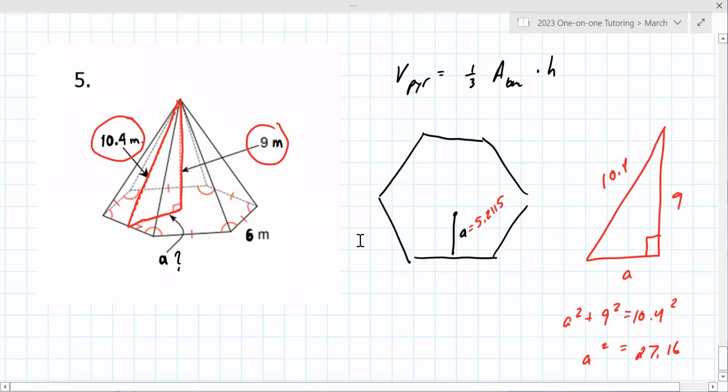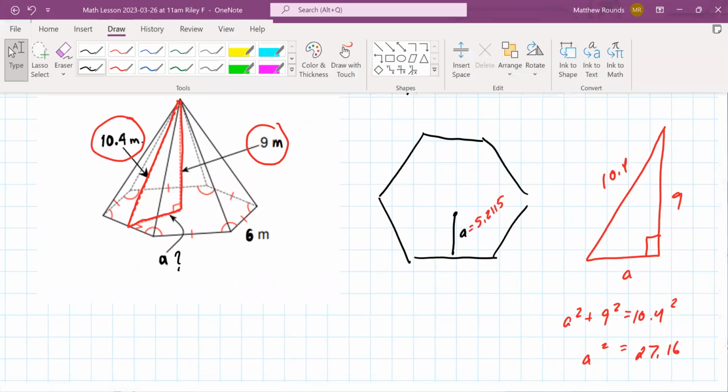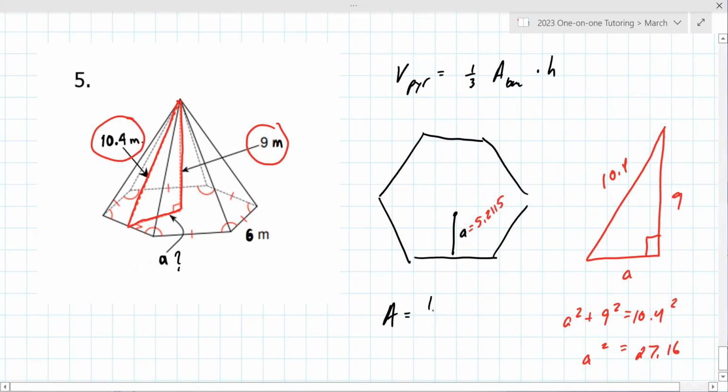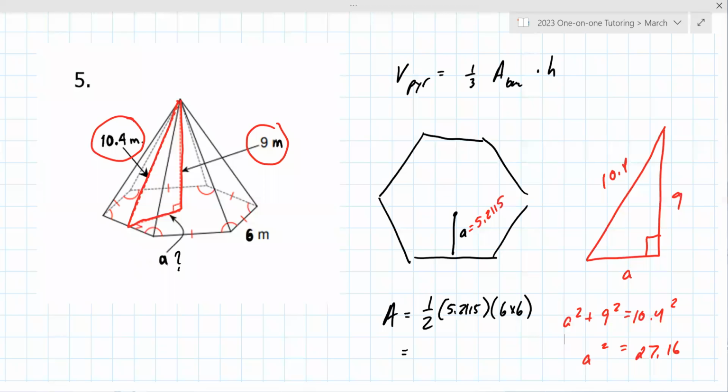And so this is where you've got to be careful. It's like, okay, well, why was I even finding that? Because we want the area of the base. The base is a hexagon. We want the apothem to find the area of the base. So the area of this thing is 1/2 the apothem, 5.2115, times the perimeter. Do we know the perimeter of this hexagon? It's 6 times 6. Good. So that will give you the area of the base, 1/2.